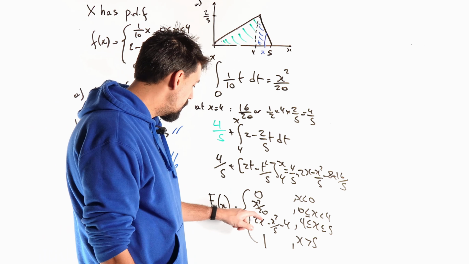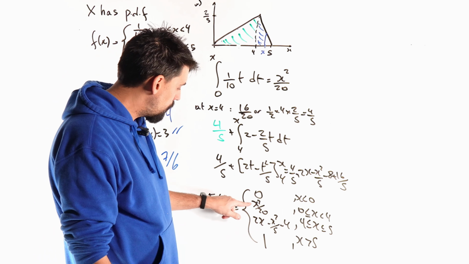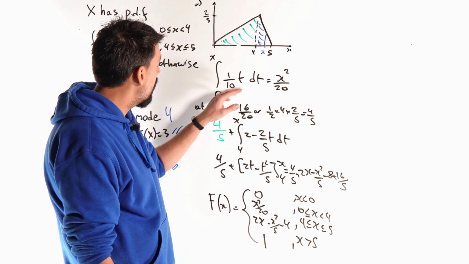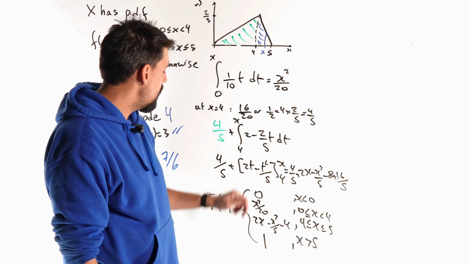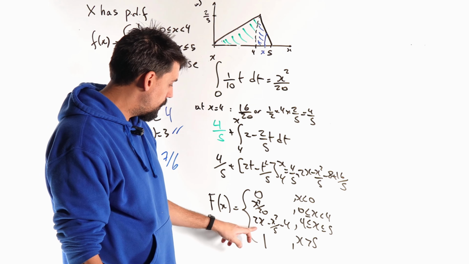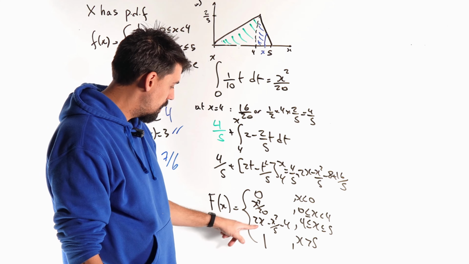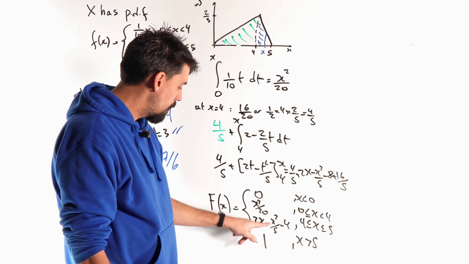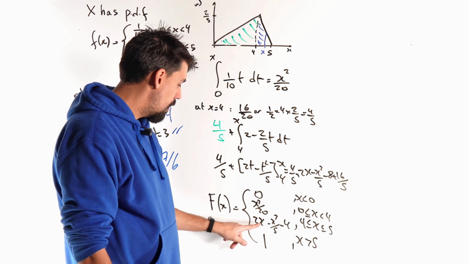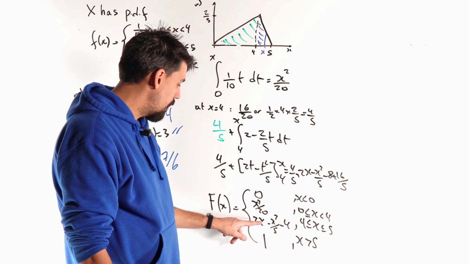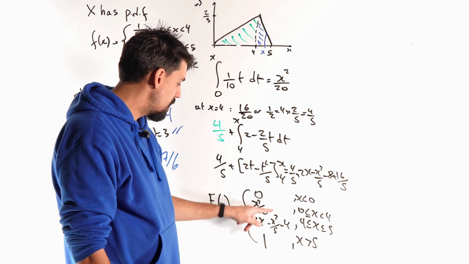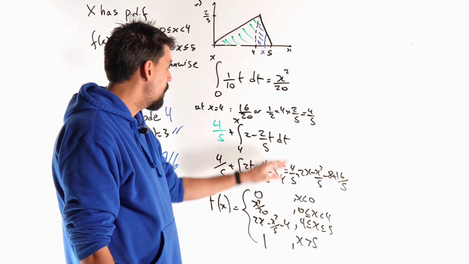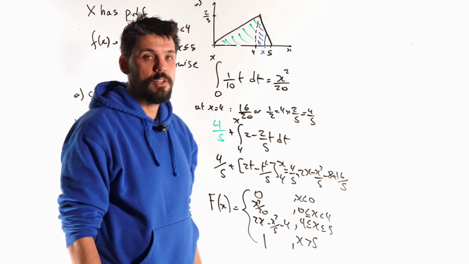We can check that. These do need to match up. So if I put in 4, I'll get, funnily enough, the 4/5. If I put in 4, I get 8 minus 4 is 4, minus 16 over 5. 4 is 20 over 5. 20 over 5 minus 16 over 5 is 4/5, which is what we want, and it joins up.